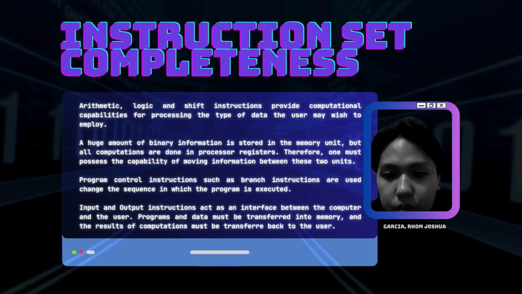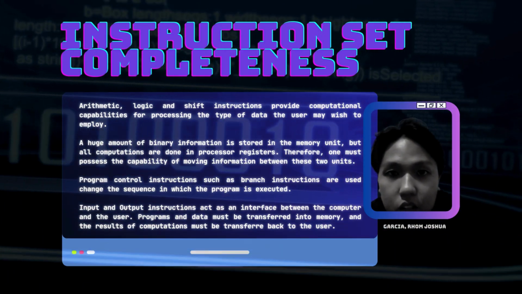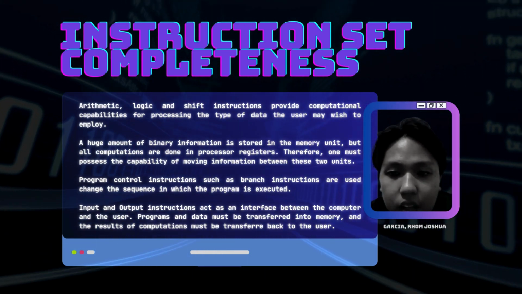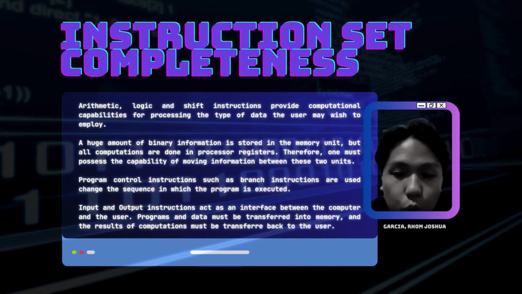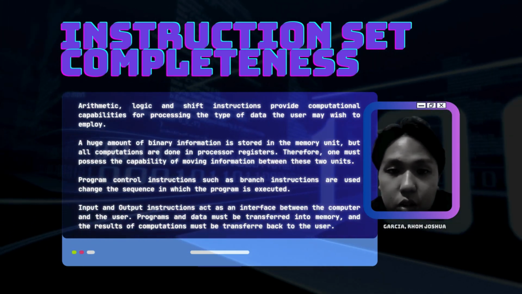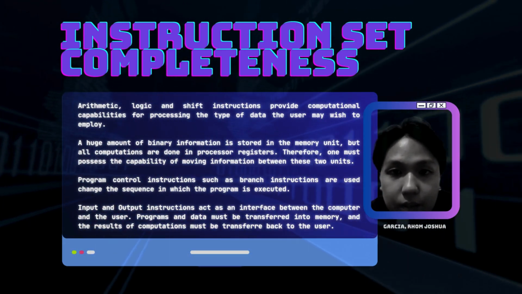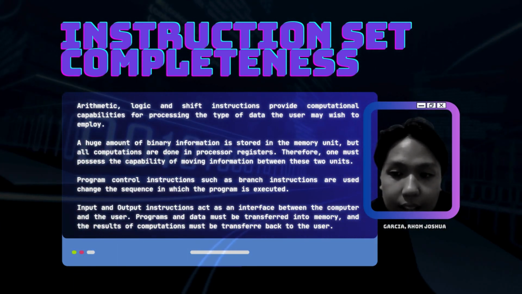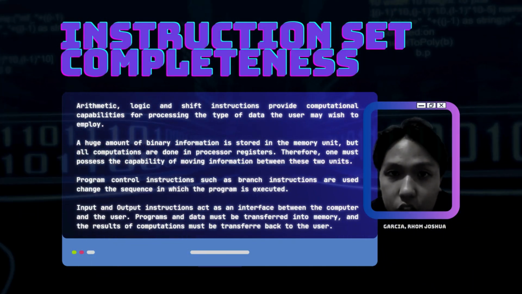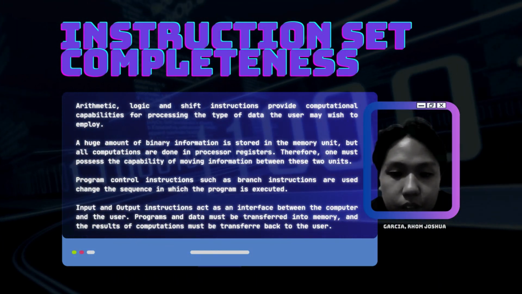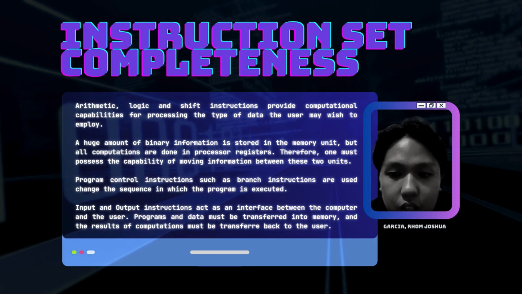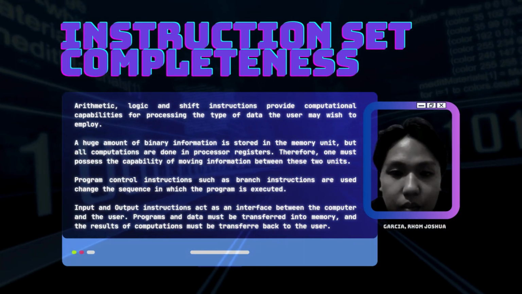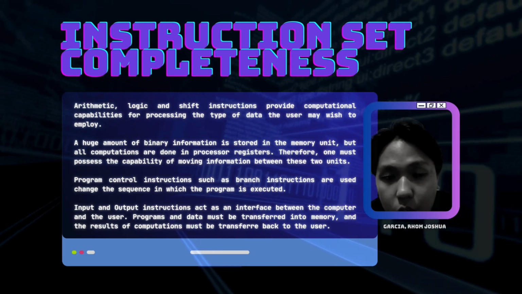Arithmetic instructions perform basic operations like addition, subtraction, and multiplication. Logic instructions handle operations such as AND, OR, and NOT, vital for decision-making processes. Shift instructions manipulate binary data by shifting bits left or right, used for tasks like multiplication or division by powers of 2. Program control instructions include jumps, loops, and conditional statements that allow dynamic flow changes based on logic outcomes.